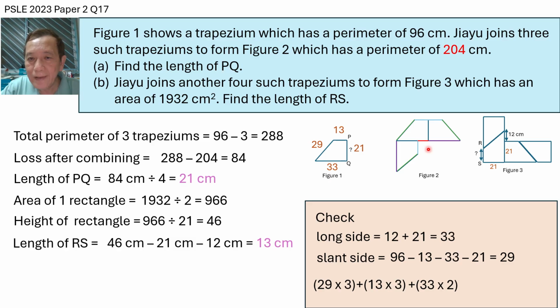Look at the whole length here and the short one here. The whole length is 33 and this is 21. So 33 minus 21 equal 12. The total is 204. And we have reached our target. This confirms that our two answers are correct.